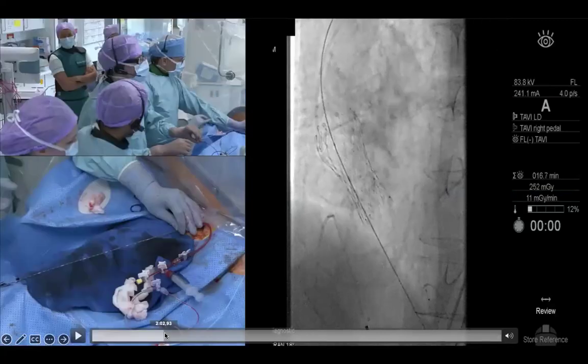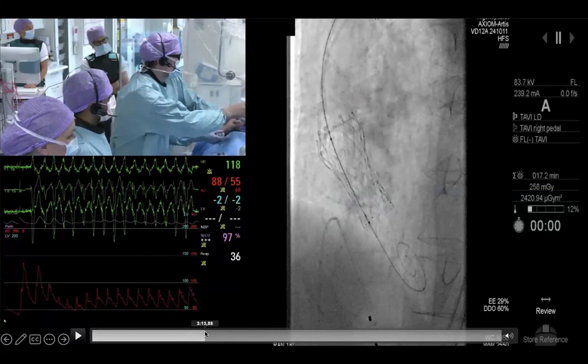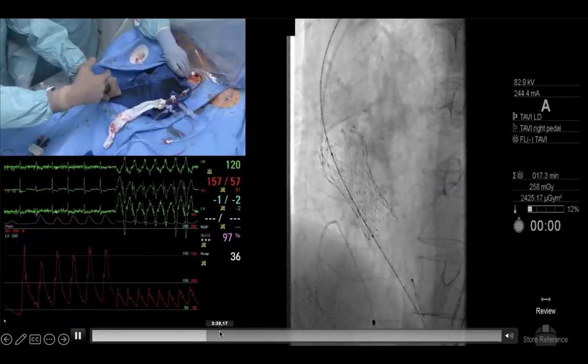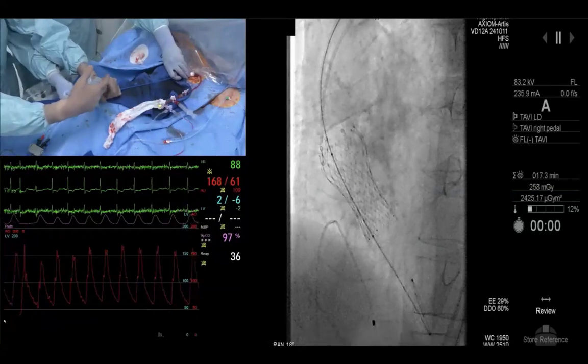So we do some tracing here. We go for the pulse dilatation. This is here. I will still want to show you the pulse dilatation here. I'm almost done with the presentation. So we give fast pacing.